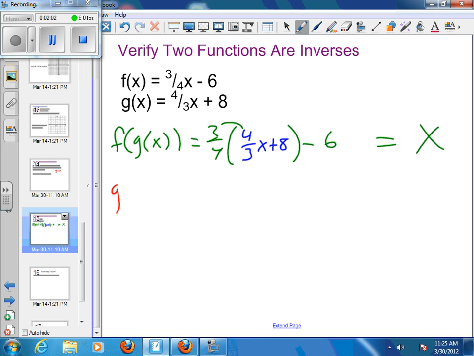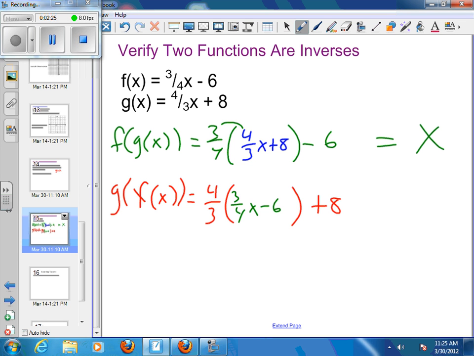Now we want to do g of f of x. So g would be the 4/3 x plus 8 on the outside, and then we're going to put that 3/4 x minus 6 on the inside now. So I put my f of x inside my g of x. Then I want to distribute my 4/3.